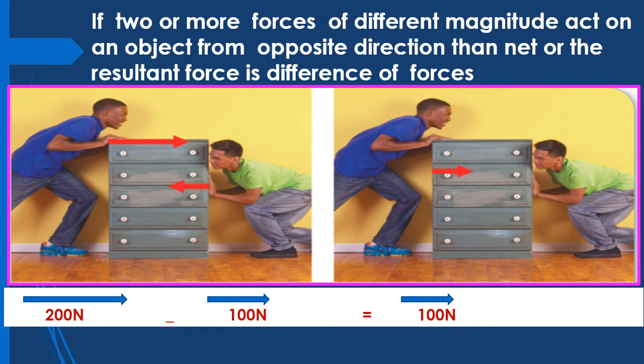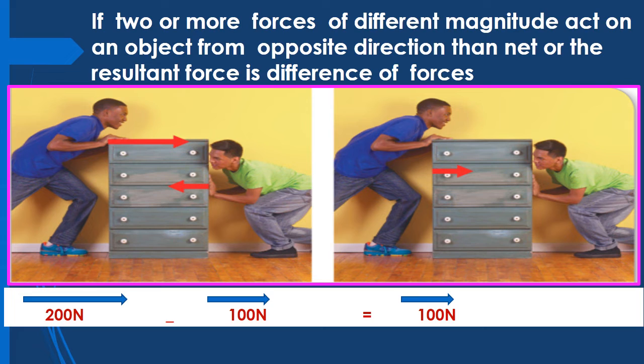If two or more forces of different magnitude act on an object from opposite directions, then the net or resultant force is the difference of forces. If you observe the picture again, in the first part the two people are again trying to push the object, but now they are pushing from different directions. The one with the blue t-shirt is pushing towards the right, while the one with the green t-shirt is pushing towards the left. The blue t-shirt one is applying a force of 200 Newton, while the green one is applying a force of 100 Newton.